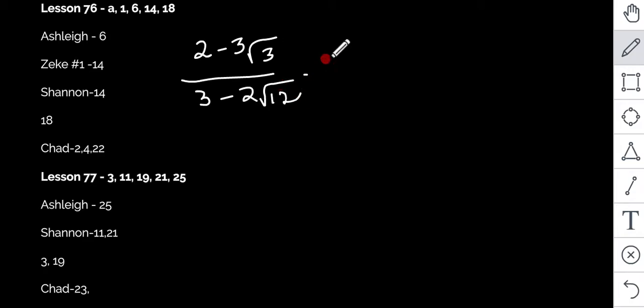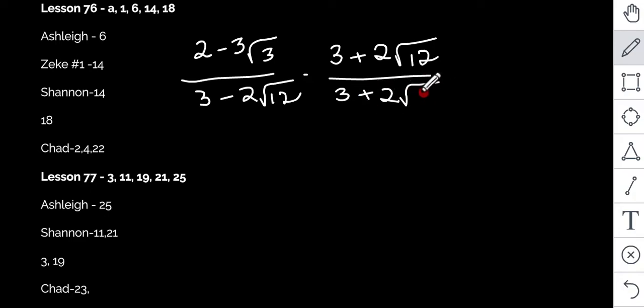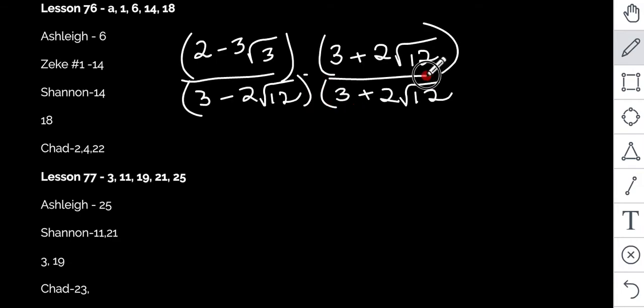Anyway, so we multiply the numerator and the denominator by the conjugate, which is the same as the denominator, except you're going to change that connecting sign. Now you have a binomial times a binomial. Same in the denominator, you have to FOIL. It's a little tricky. So we're going to do our first, we get 6. Our outer is going to be 4 root 12. The inner is going to be minus 9 root 3.